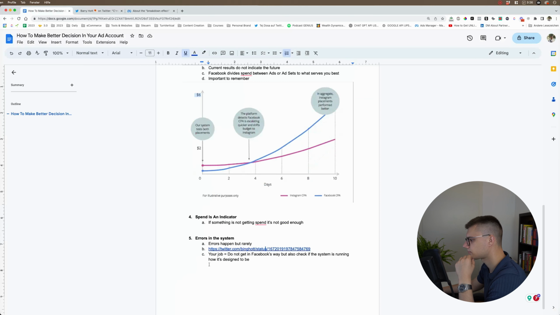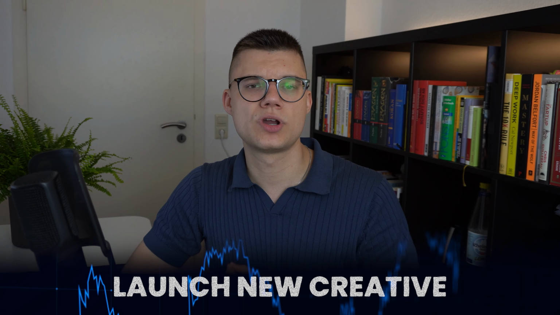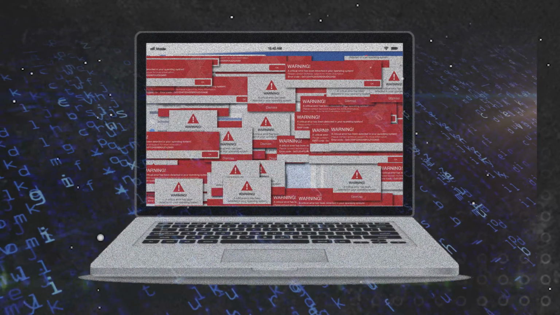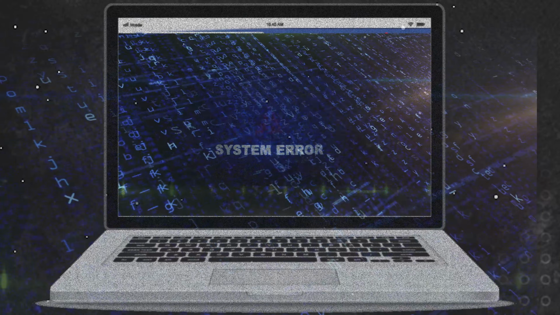So your job also is, do not get in Facebook's way, but at the same time check if the system is running how it's designed to be. So all in all, to sum this up, you want to do as few changes as possible overall. Your only job is basically to launch new creatives, to have a simplified account setup which doesn't get in Facebook's way, and then at the end make the best decisions which serve the system, to check for errors. If there are errors, because they do happen, rarely, but they do happen, then you should get rid of the errors and then not get in Facebook's way again. Just because there's one error doesn't mean the Facebook system is flawed. Every system has errors, and your job is to be aware of them, fix them, and then let Facebook do the work again.